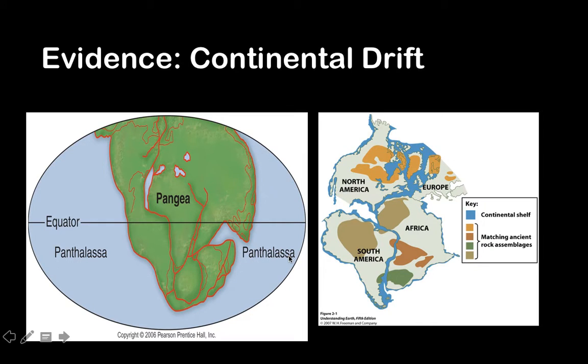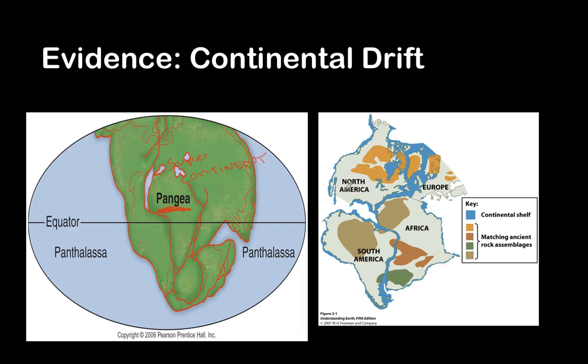So the first scientific discovery that led to the theory of plate tectonics was continental drift. And continental drift came about from the discovery that at one time, about 200 million years ago, all of the Earth's surface, so all of the continents, were combined into one large supercontinent. And that supercontinent was called Pangaea.